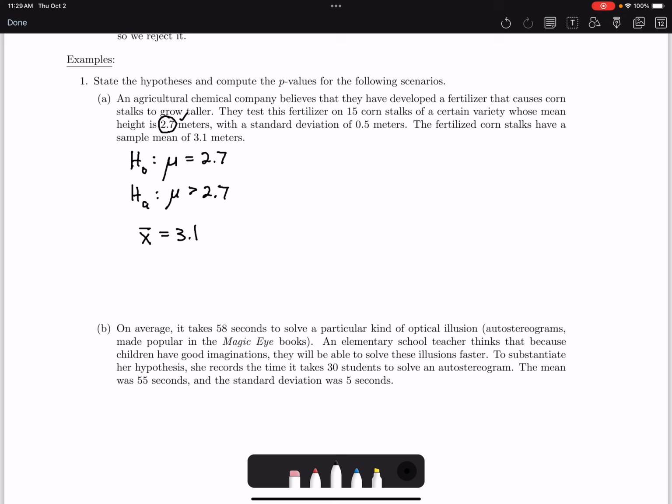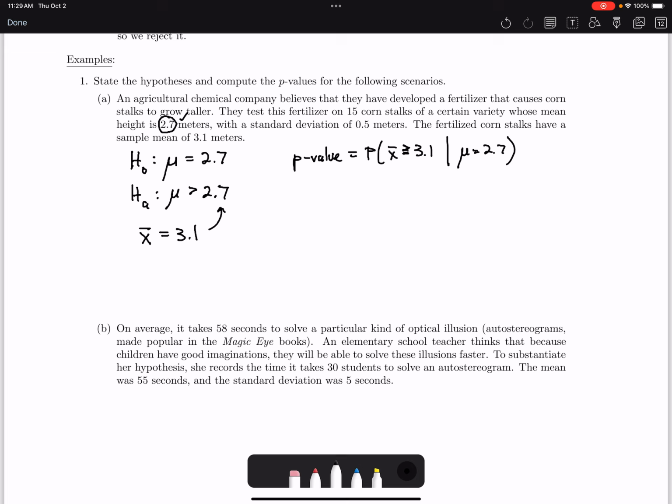So the p-value is going to be the probability that we obtain that sample mean, 3.1, or something more extreme than that, right? Notice that 3.1 is bigger than 2.7. So if 3.1 is extreme, then anything larger than that would also be extreme, okay? So we want to compute the probability that x bar is bigger than or equal to 3.1, assuming that the population mean is 2.7.